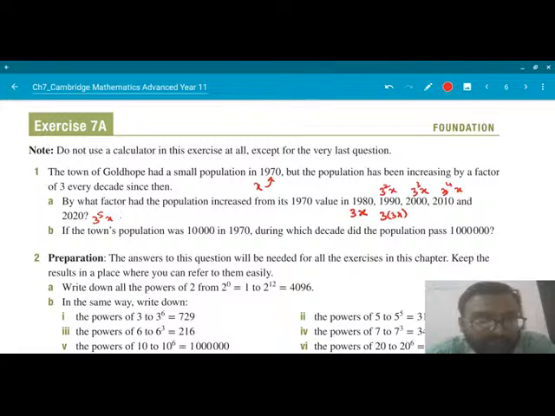If the town's population is 10,000 in 1970, so that is 10 cubed, you can take it as 10 power 4. So when it reaches, oh, it's a factor of 3. Let's check 7a. Let me check the answer.